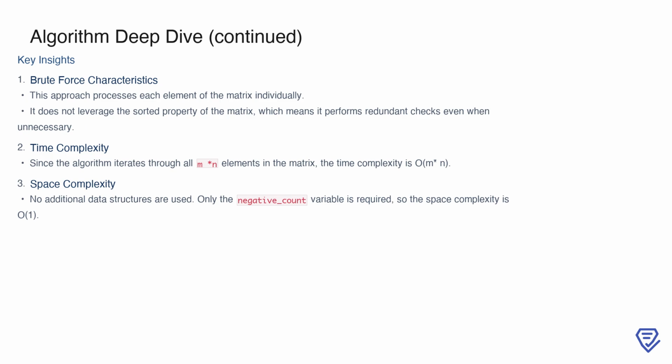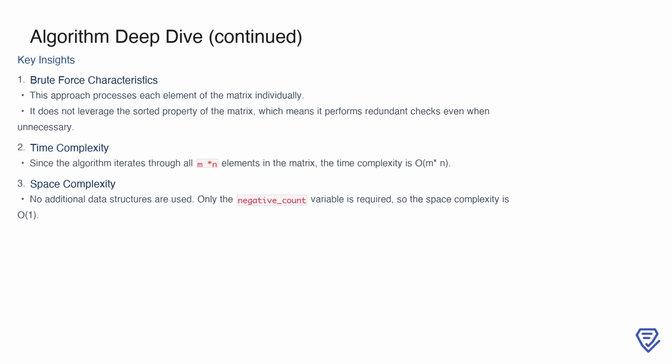First, it processes each element of the matrix individually, meaning it does not take advantage of the fact that the rows are sorted. As a result, it performs unnecessary checks even when they could be avoided. In terms of time complexity, this approach iterates through all m*n elements in the matrix, leading to a time complexity of O(m*n).